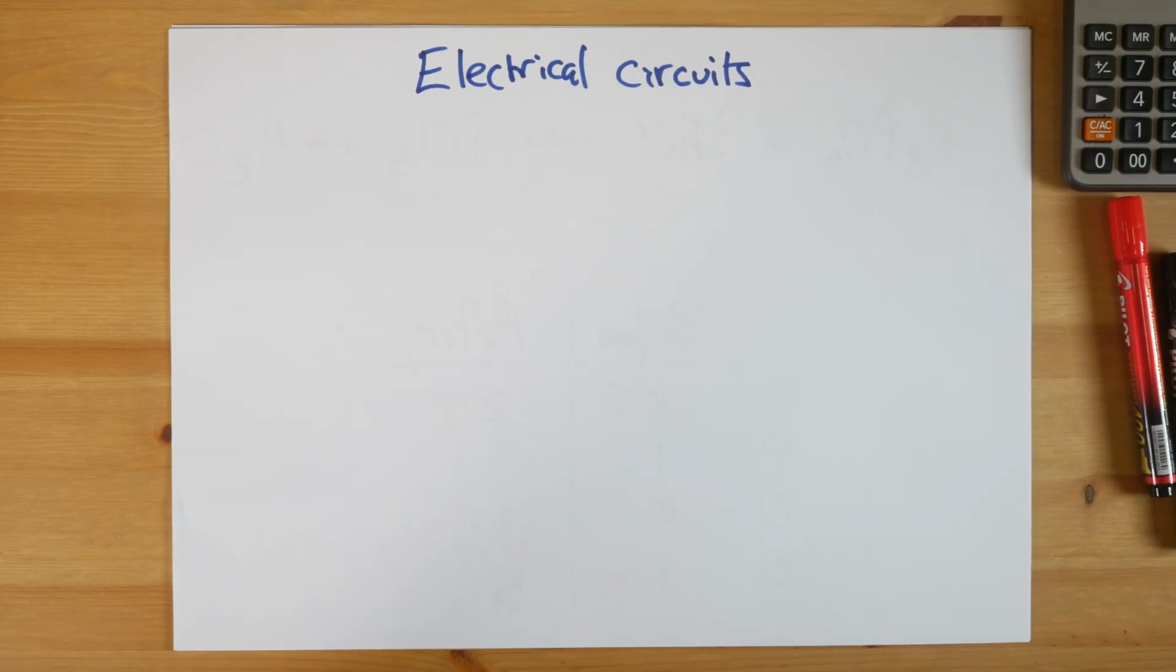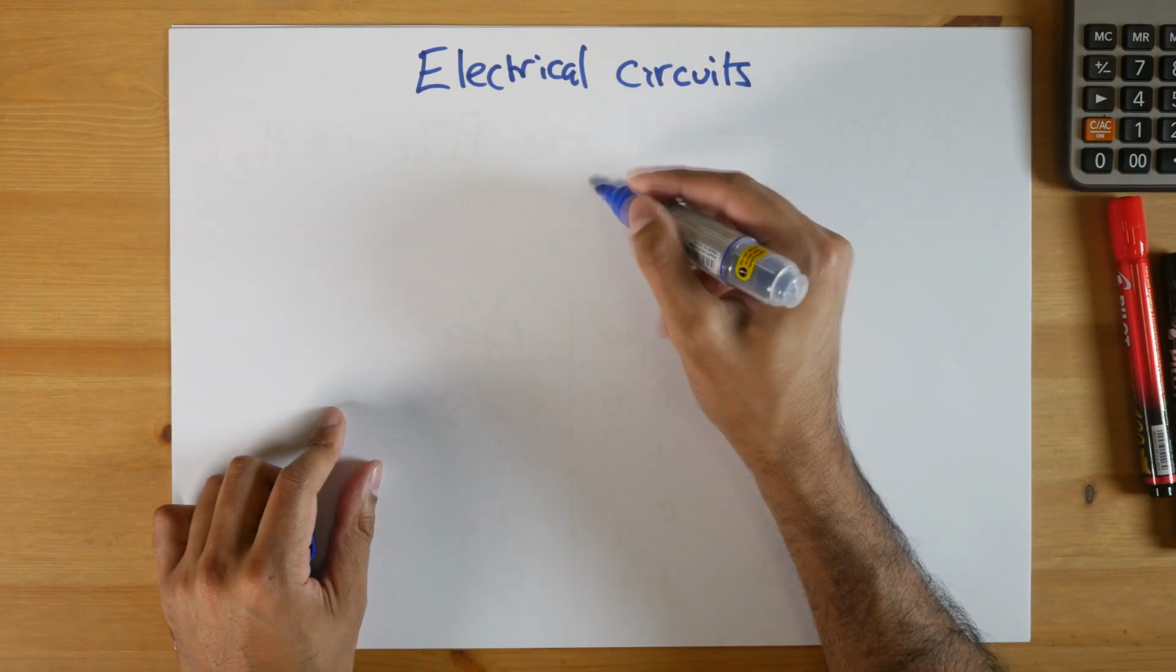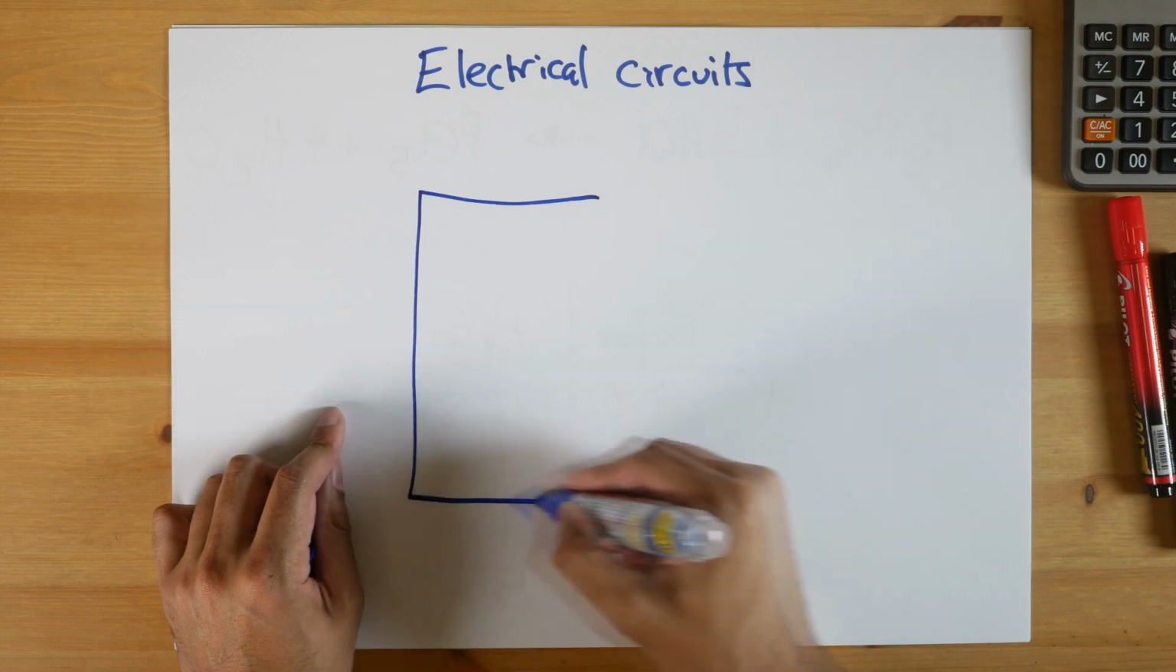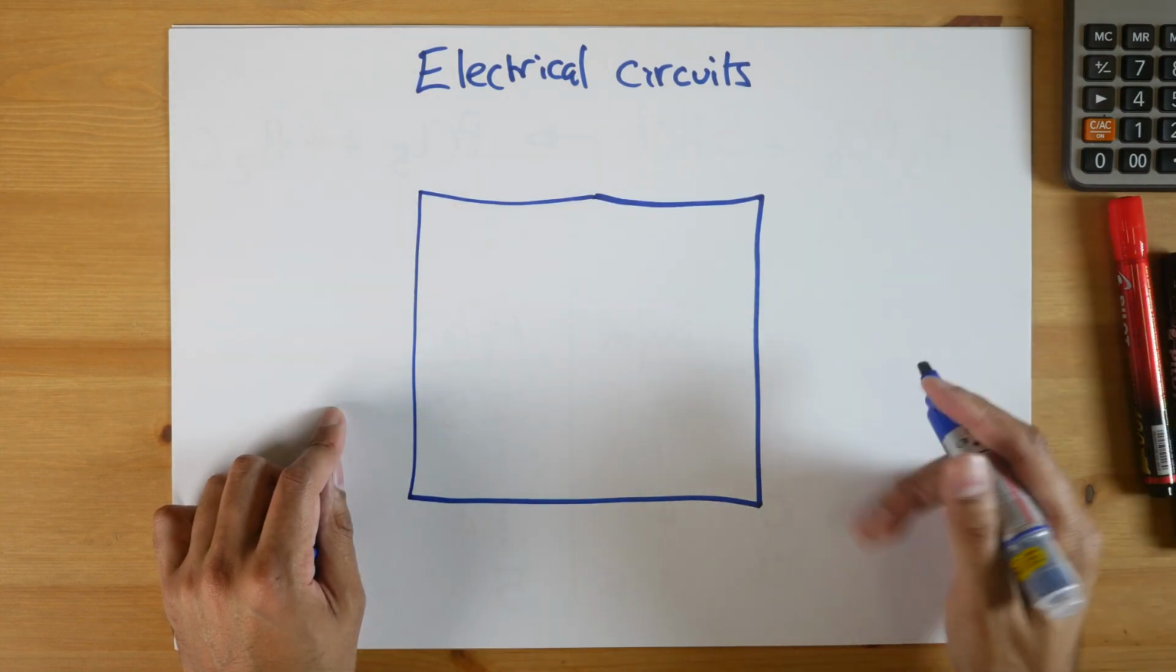Today we're going to be talking about electrical circuits. Now, first of all, before we get into the nitty-gritty, we need to have a little bit of story time. So I'm going to draw a road, and this road is a singular road which goes round in a circle like that. Well, in this case, a square.